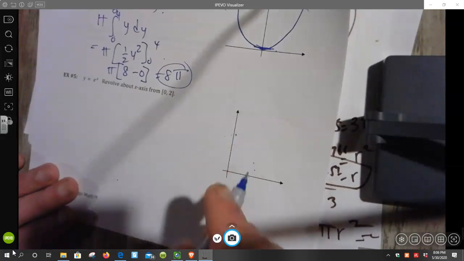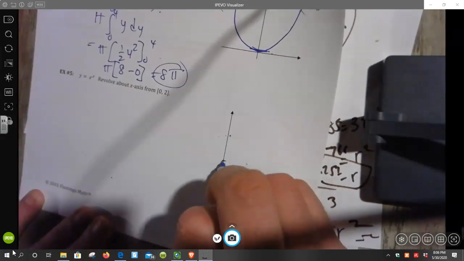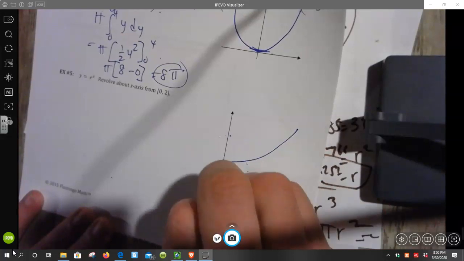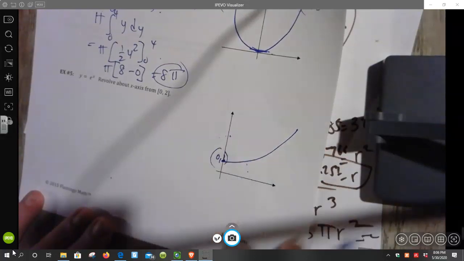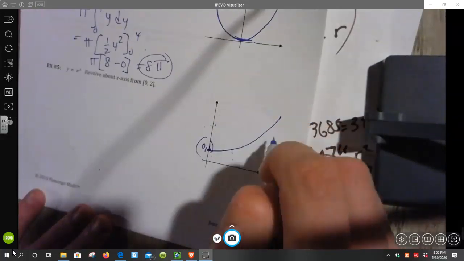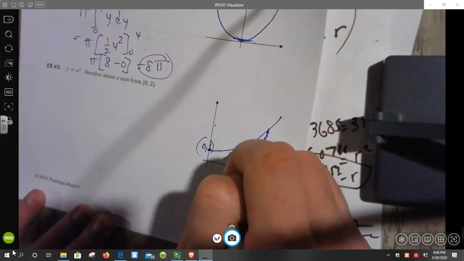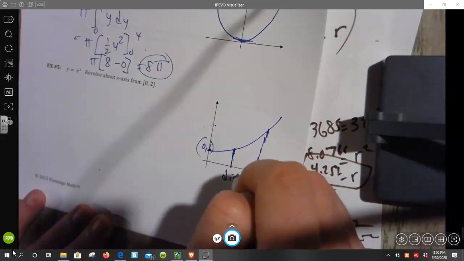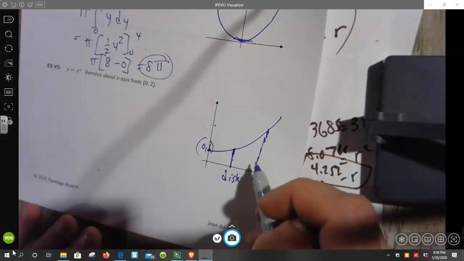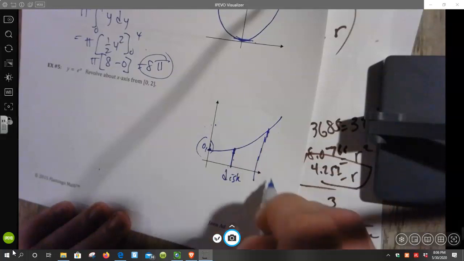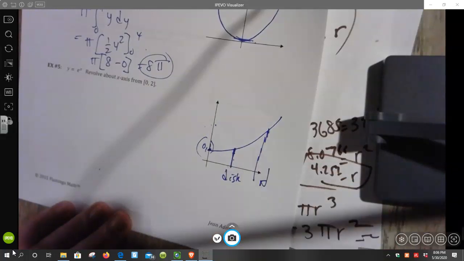Now number 5, we have y equals e to the x. That's the point 0, 1. And we're going from 0 to 2. So we're revolving around the x-axis, so we're going this way. That's a disk. This means there's no hole. A washer would be if there's a hole. So we're going around the x-axis like this, so it's going to be in terms of x.